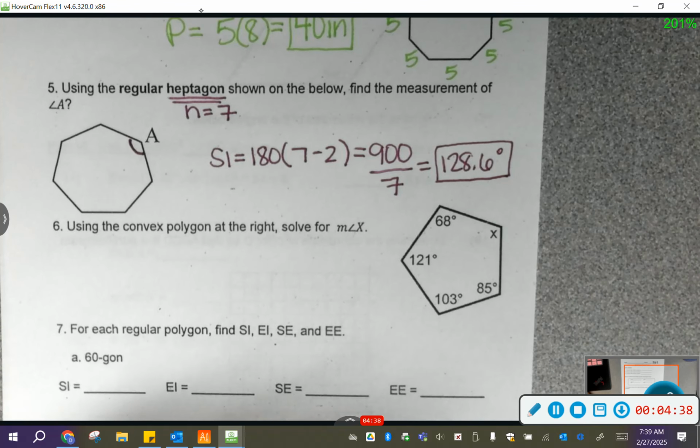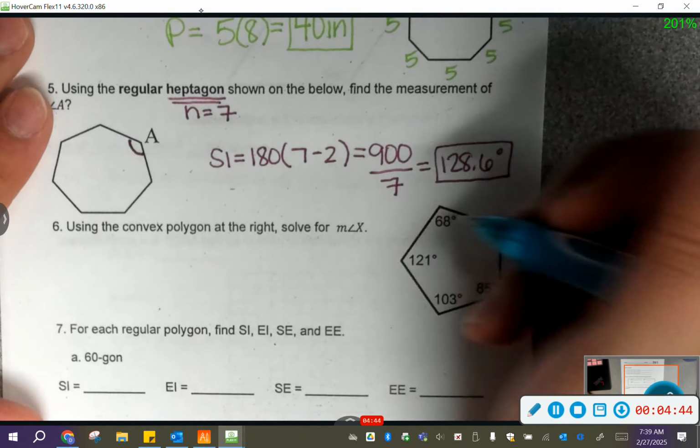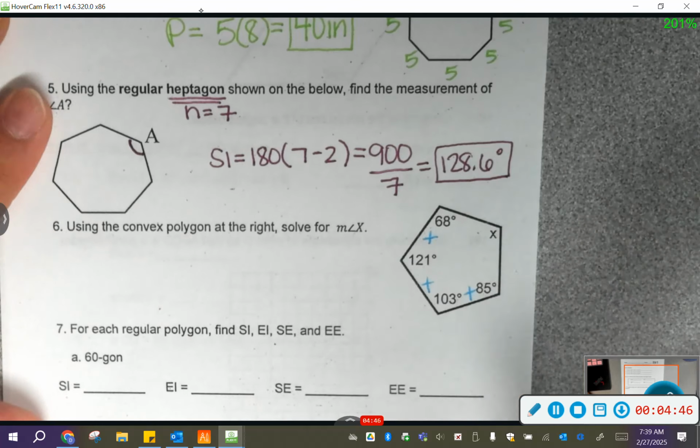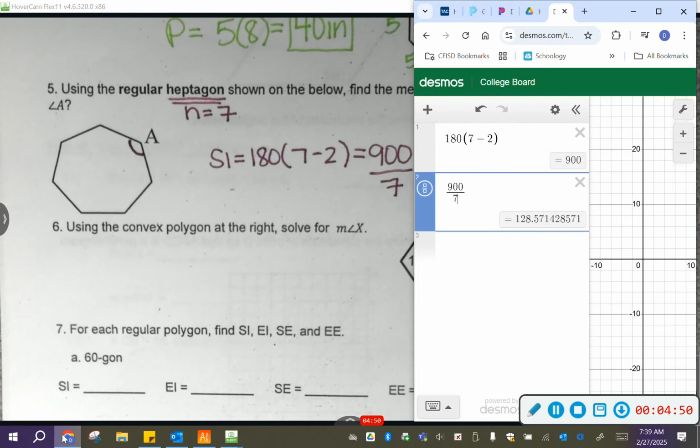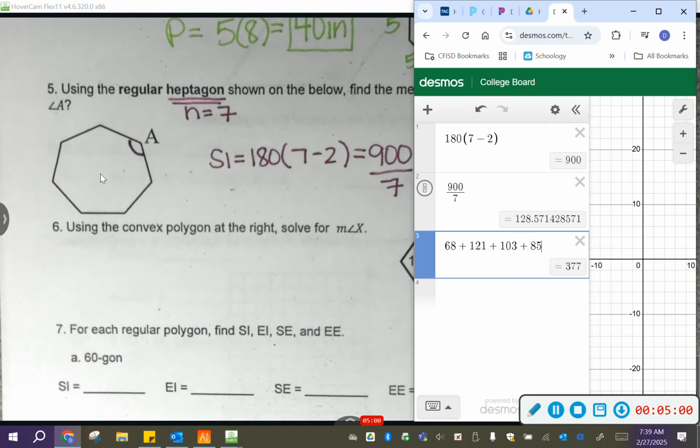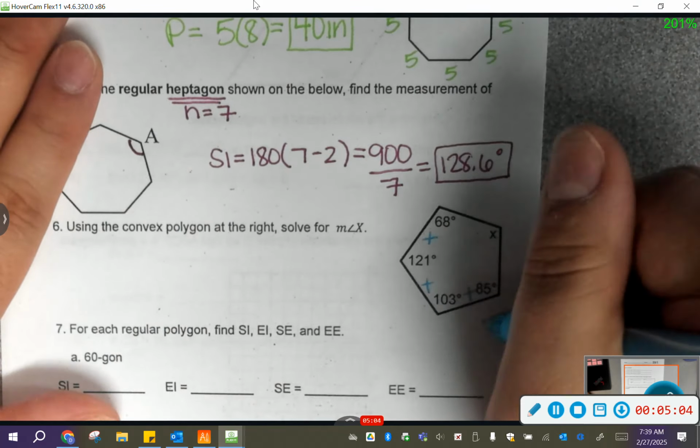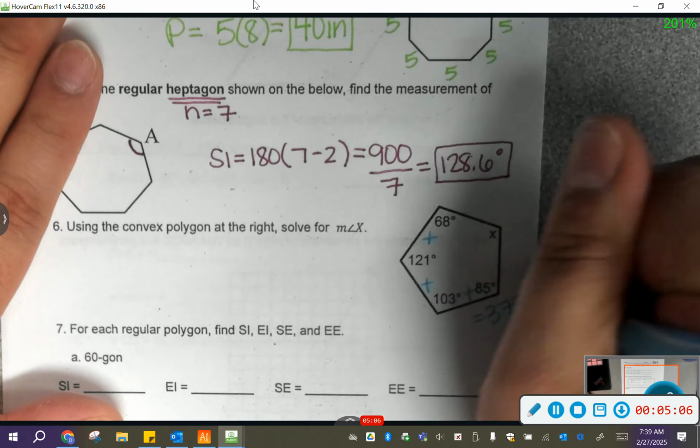For my next one, this one right here, y'all usually do good at, hey, I need to add these together, right? Y'all are usually pretty good about that. So let me add them together. 68 plus 121 plus 103 plus 85. Added together, they add up to 377. Is that what y'all got? Okay. So when I add these all together, they equal 377.